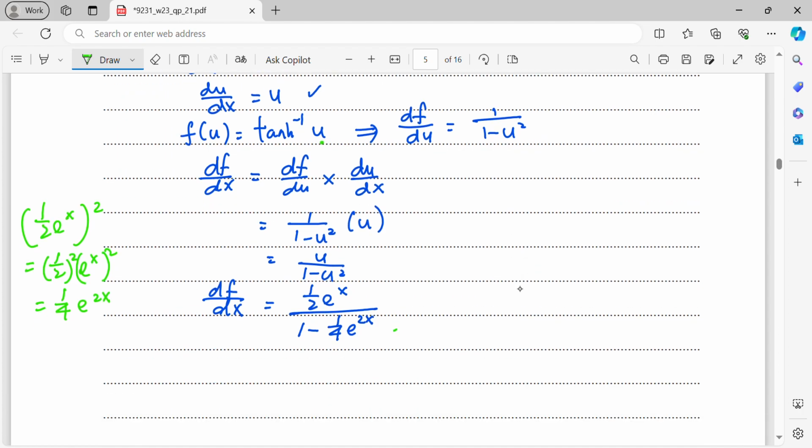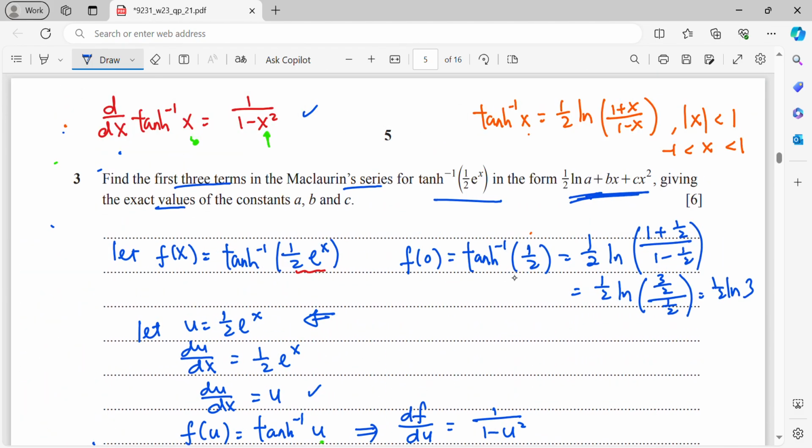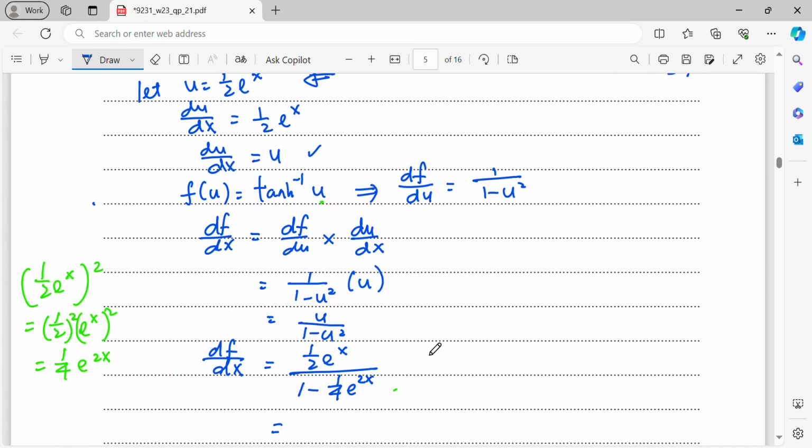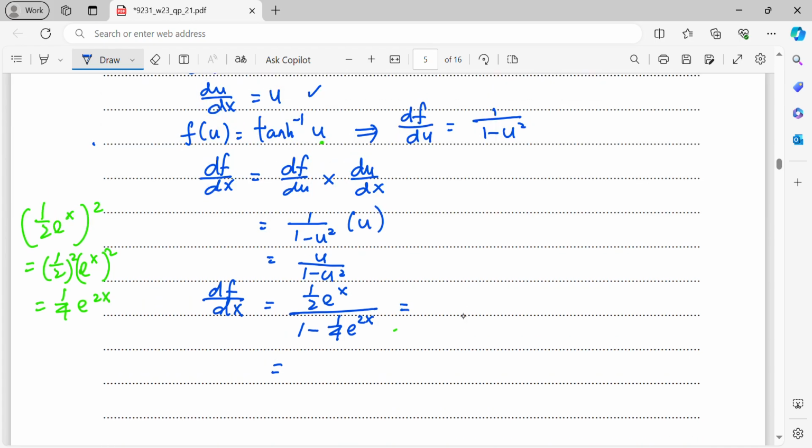Then from here, I can simplify. Because when you look at the given answer here, you need to differentiate until the second derivative. So this is just my first derivative. That means now I need to simplify. Then I simplify it into a simpler form, that is half e^x over, I make it the same denominator, so (4 minus e^x) over 4.